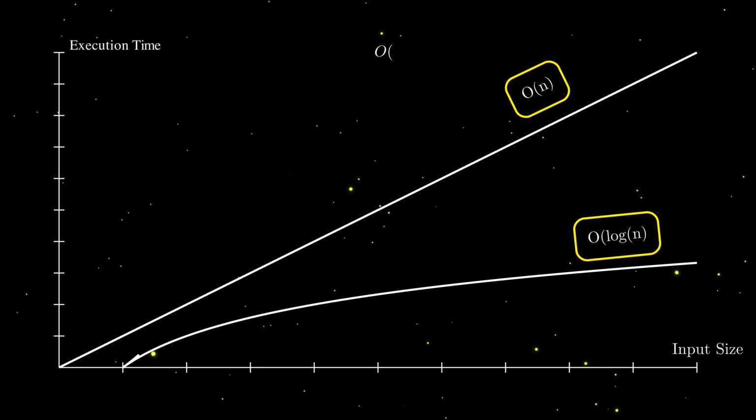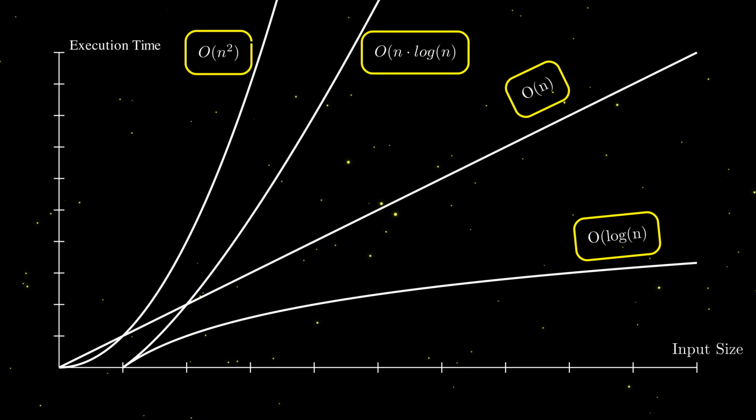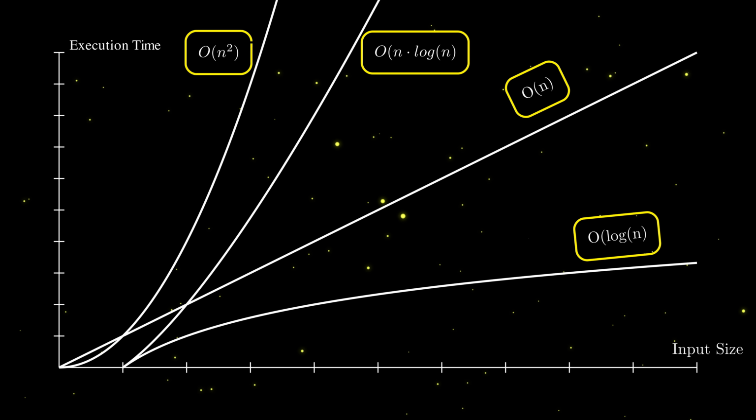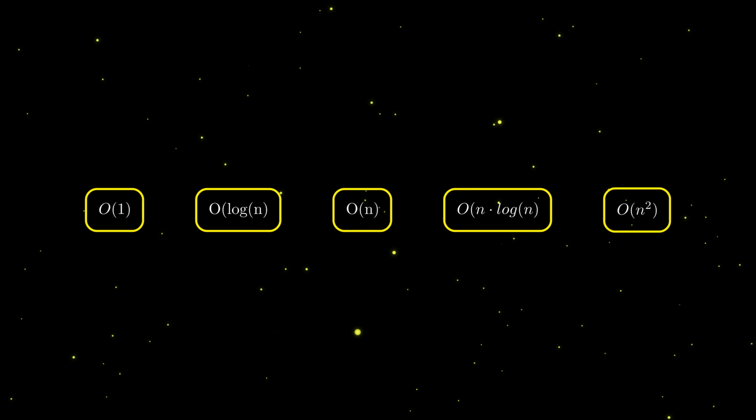There's also n log n complexity, which is commonly known for sorting algorithms, and also we have quadratic complexity, usually found when computing two-dimensional arrays. So if we sort those complexities from fastest to slowest, left to right, this is the actual order.